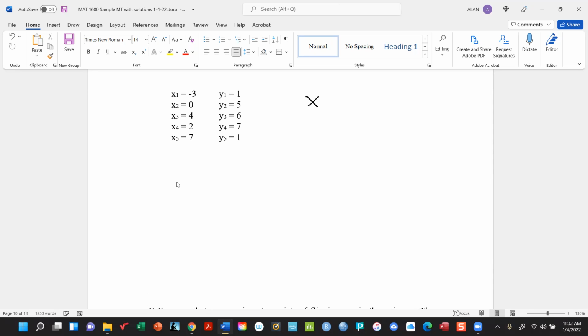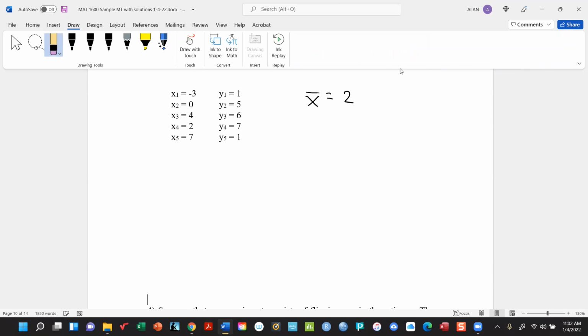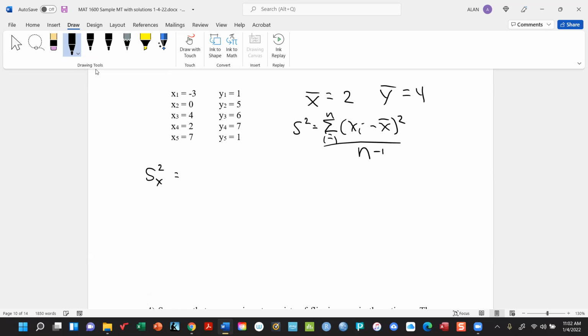So if you recall, x bar was 2 and y bar was 4. So in other words, what I need to do now is calculate. We'll start with the variance of x. And just a quick reminder, that's the formula for the sample variance. Okay, now here we have a subscript because we have two different samples.